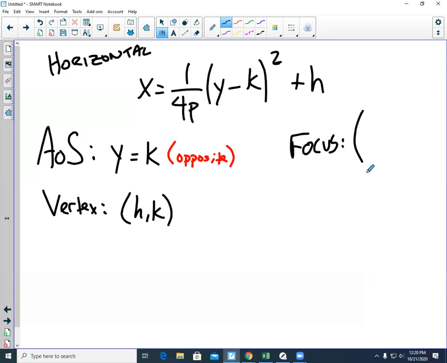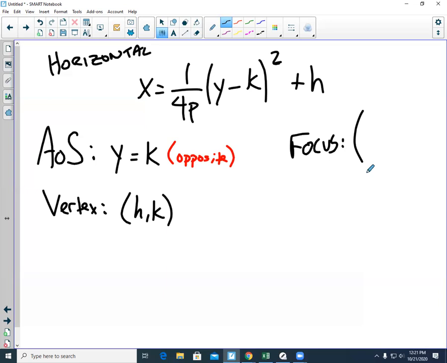Does the h still say opposite? No, the h is not opposite this time. So the h is only opposite in the vertical one. It is not opposite in the horizontal one. The k is opposite in the horizontal one. It is not opposite in the vertical one. And the vertex of k be opposite though? Yes, this k value should match this k value. So these two should be the exact same.